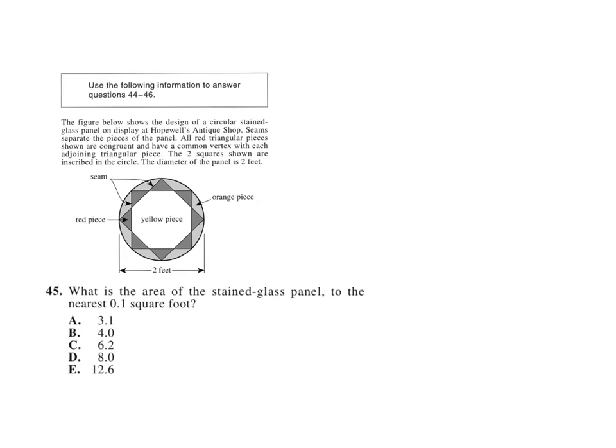Number 45, you're using the same information as you did in 44. The question says, what is the area of the stained glass panel to the nearest 1/10 square foot? Well, that stained glass is a circle, and the area of a circle is pi times radius squared. My answers are not in terms of pi, so I'm going to say 3.14 times, this is the diameter. The radius is half, so half of 2 is 1, and 1 squared is 1, so 3.14. It says round to the nearest 1/10 of a foot, so A.